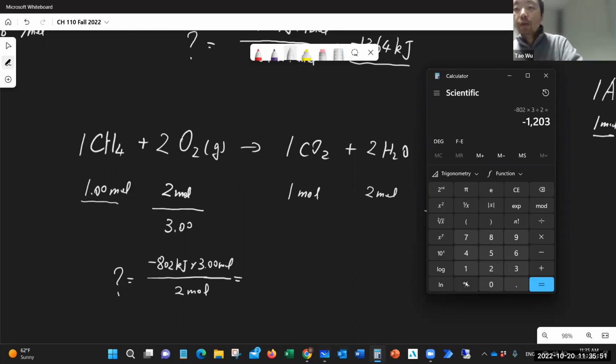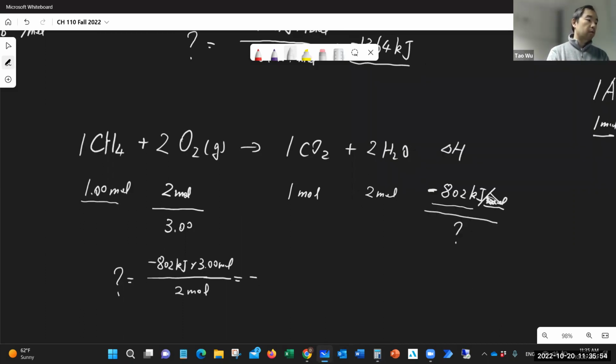It's negative 1203. But you see, the question only gives us 3 sig figs, so you need to convert that to 3 sig figs. You cannot write 1200, that is only 2 sig figs. So you have to change that to scientific notation, which is going to be 1.20 times 10 to the 3. Then that's 3 sig figs for this question.